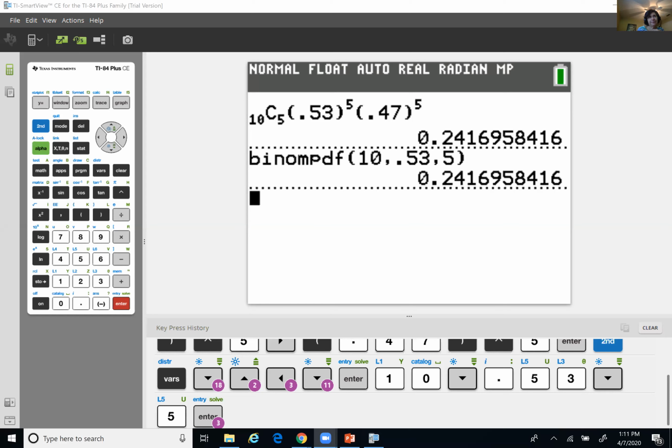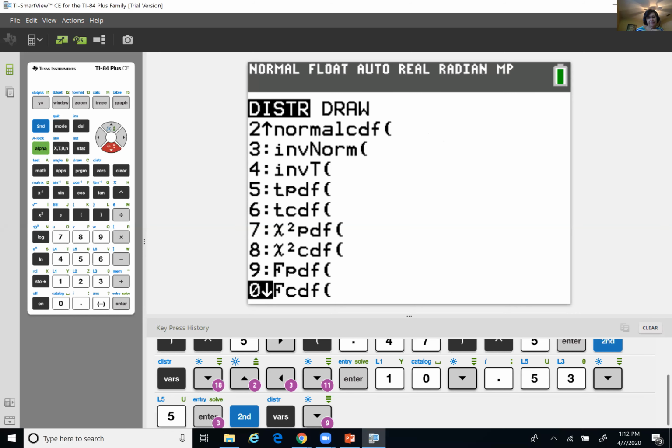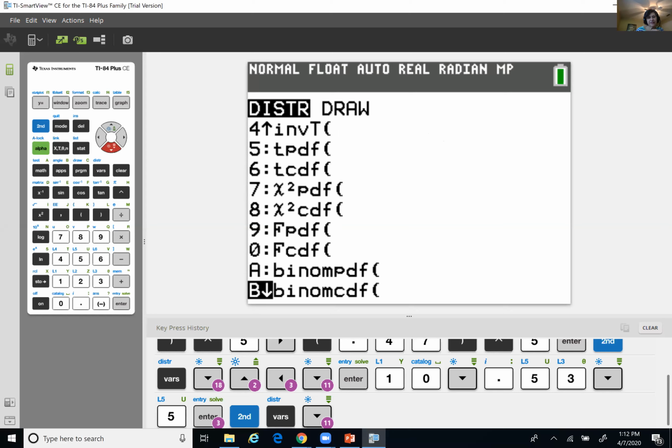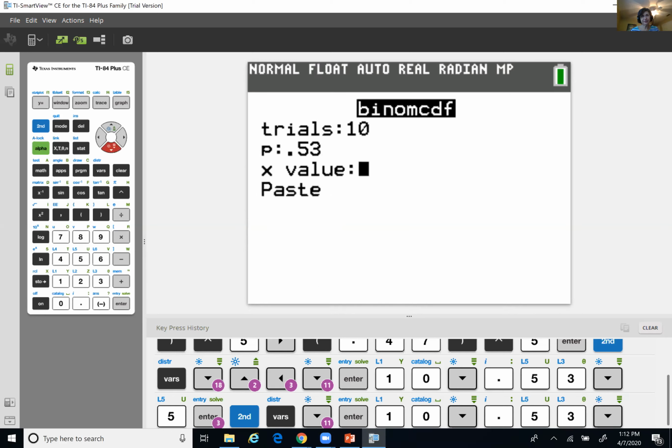Second vars. Okay, second vars. And then what? Go down one more than this one, to binomial CDF, right? Okay, and tell me what to type in. Trials is 10. P is 0.53. And what goes in for X here? 5, because we're looking for 6 and up.